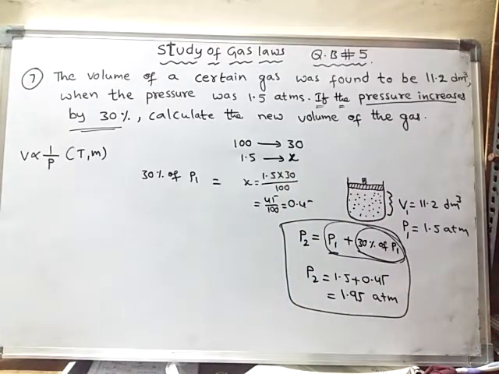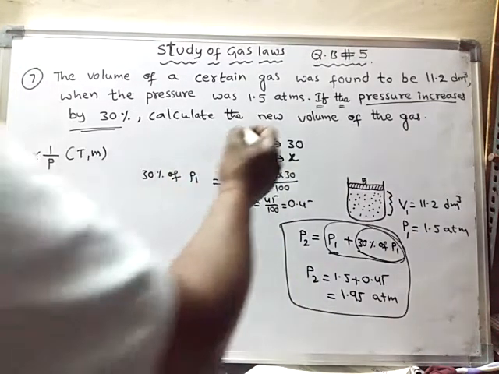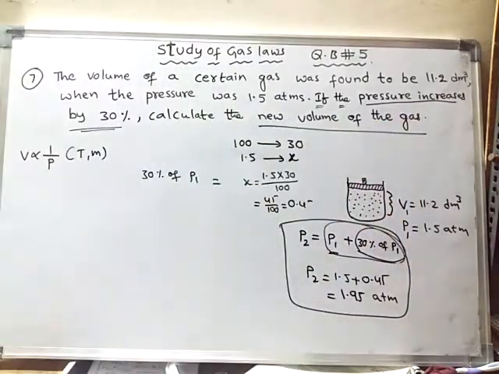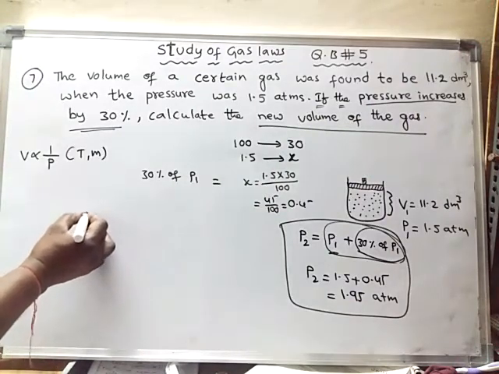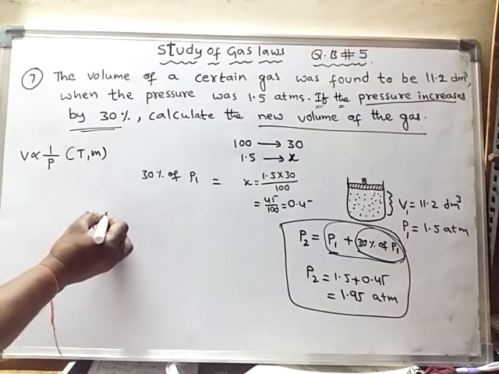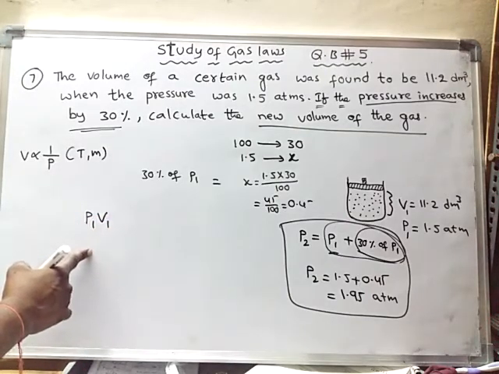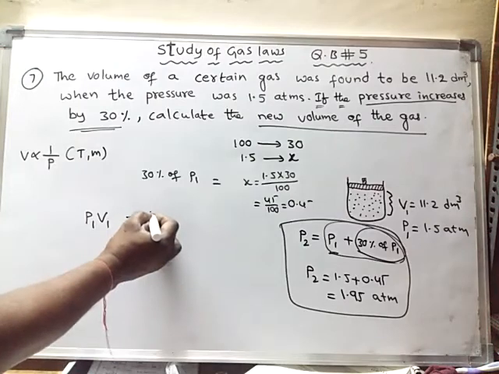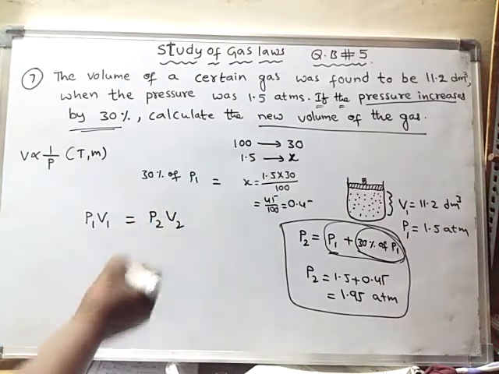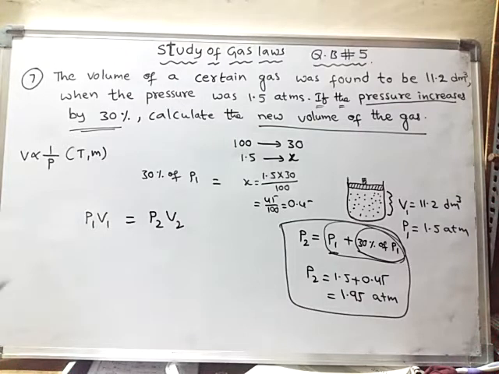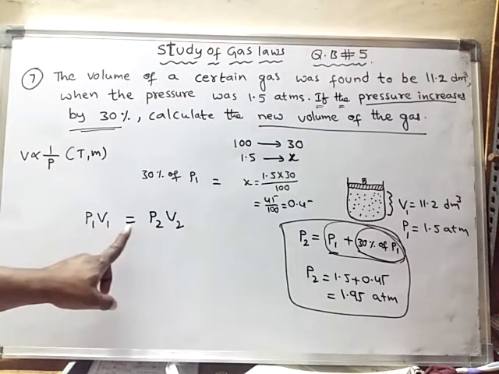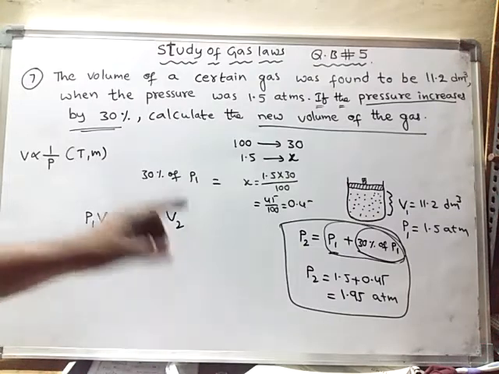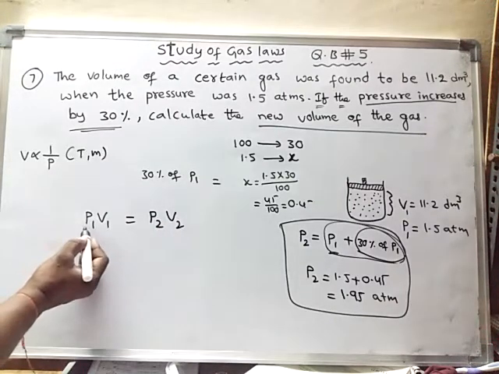By how much will the volume decrease, or what will be the new volume of the gas? How to calculate the new volume? Always remember that the product of pressure and volume under initial conditions will be exactly equal to the product of pressure and volume under final conditions. The product of pressure and volume is always constant. So whatever the product P1 V1 is, the same will be the product of P2 and V2.